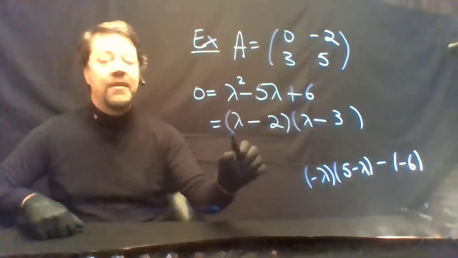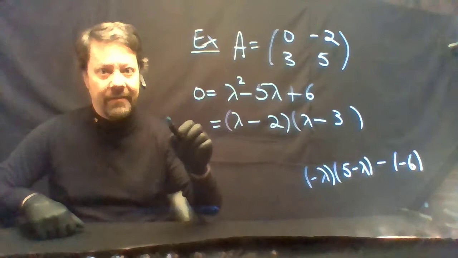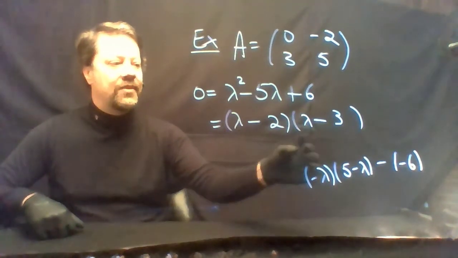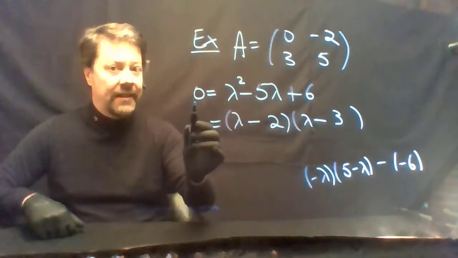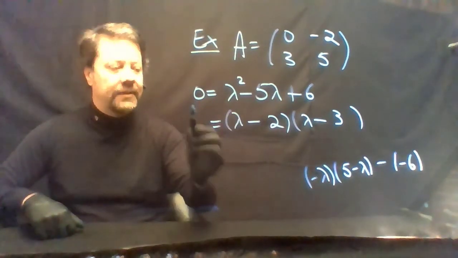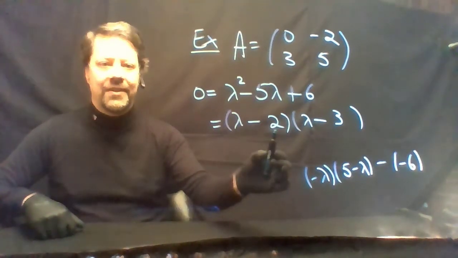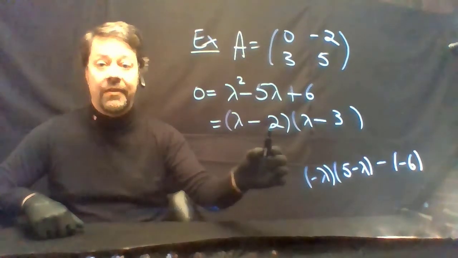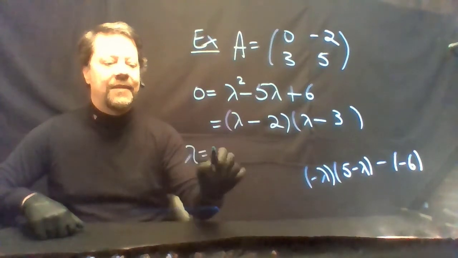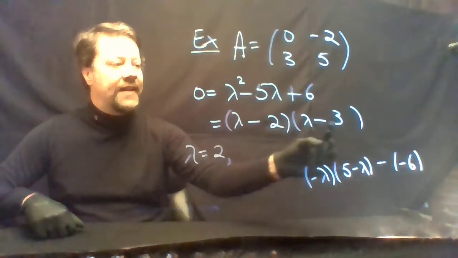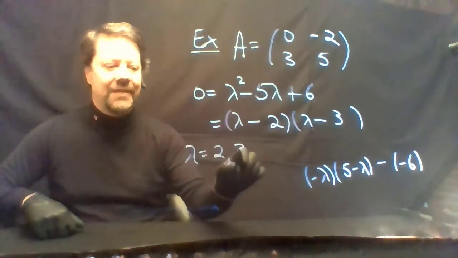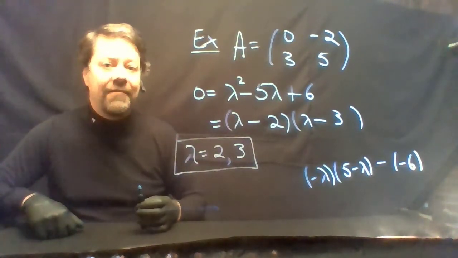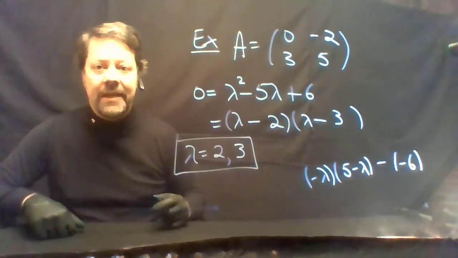We deduce then by the zero product theorem. The zero product theorem says that if you have two things multiplied together that give you 0, a zero product, then either the first factor is 0 or the second factor is 0. In this case, if the first factor is 0, lambda is equal to 2. If the second factor is 0, lambda is equal to 3. We now have a complete list of the eigenvalues of this matrix.